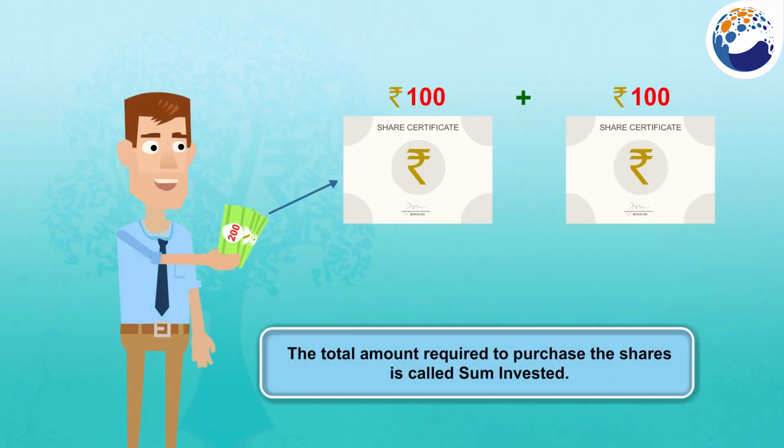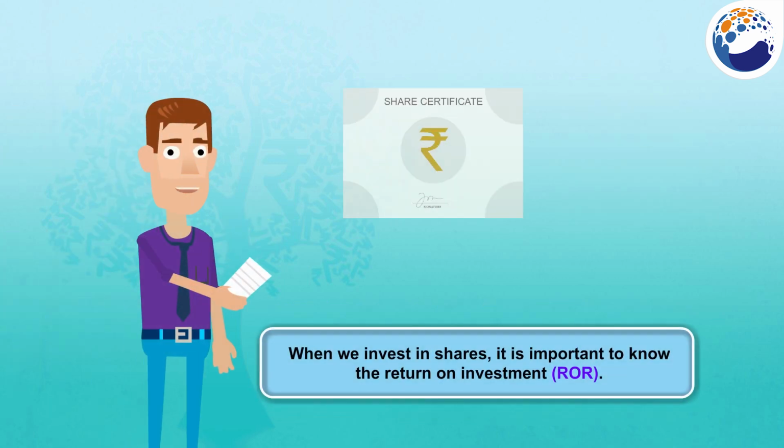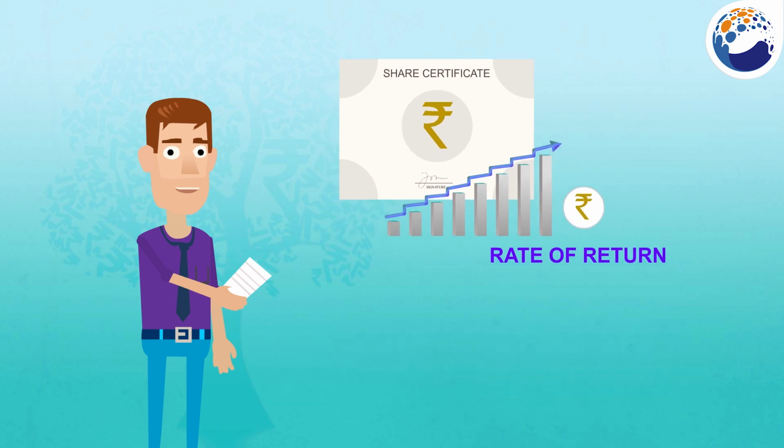The total amount required to purchase the shares is called sum invested. Therefore, sum invested is equal to number of shares into market value. When we invest in shares, it is important to know the return on investment, ROR. The formula for ROR is equal to dividend upon sum invested into 100.